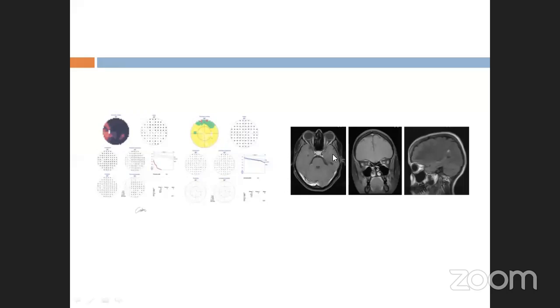This T1 with contrast, axial scan shows enhancement of the optic nerve, left optic nerve. And also you can see here in the coronal section, enhancement of the left optic nerve. And there is hyperintense signal in the periventricular area. This could be MS. So this is a patient with optic neuritis, could be MS.